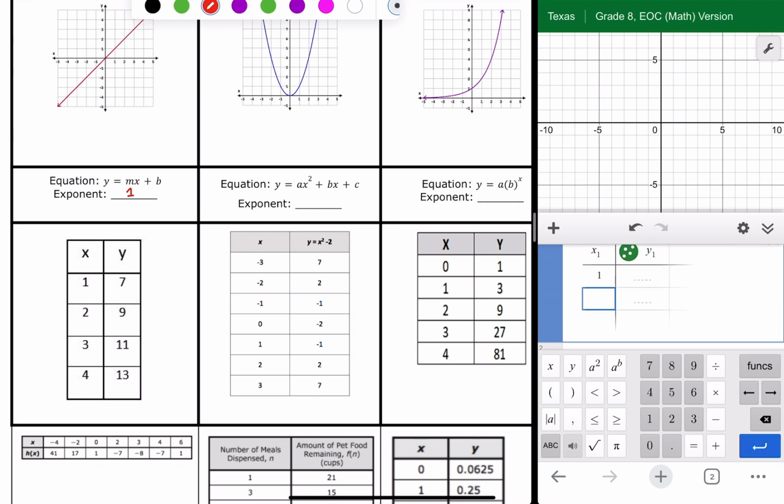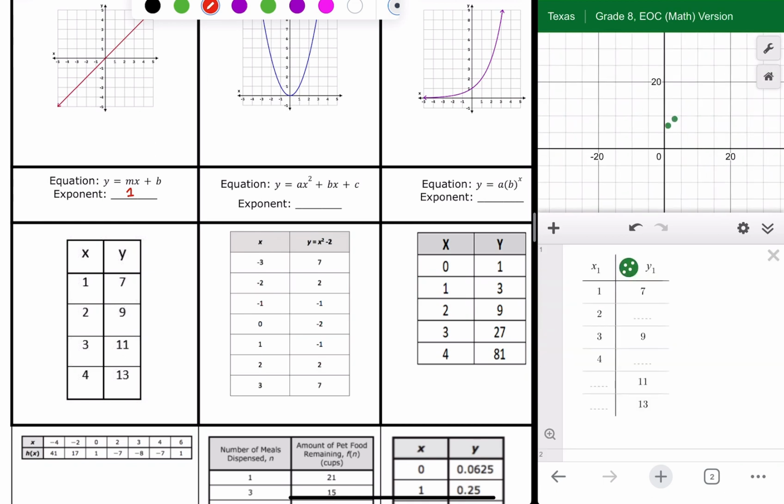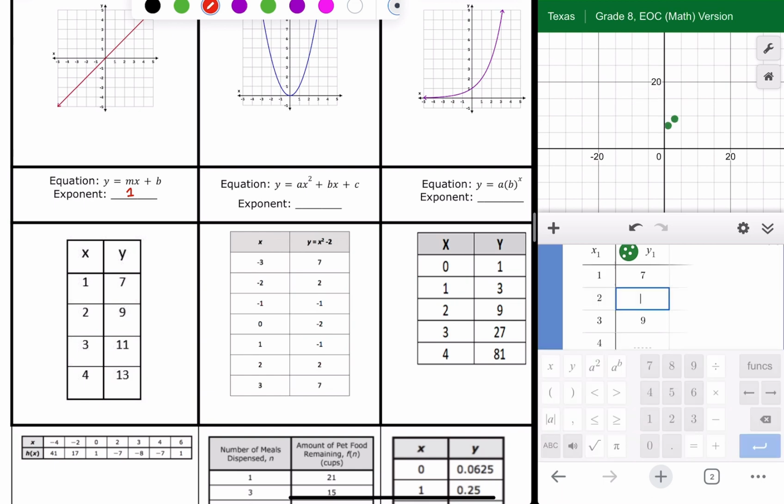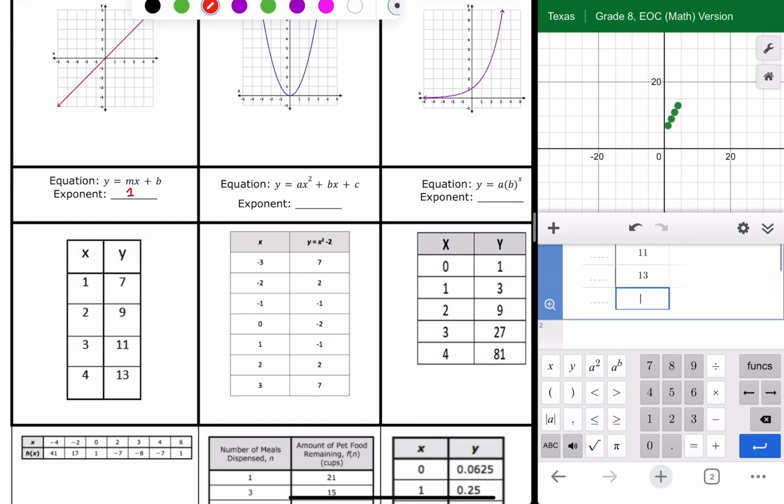1, 2, 3, 4. Then we have 7, 9, 11, 13. And we're going to see that these dots make a line.